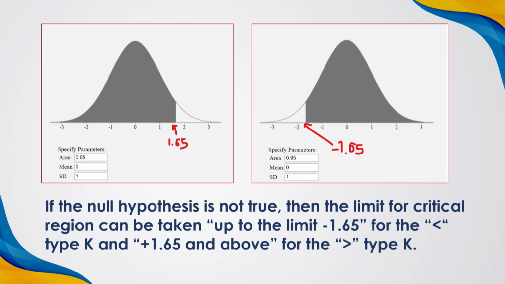For the first diagram, the area up to 1.65 is shaded. In the second diagram, the area from minus 1.65 is shaded. So, the unshaded area is the rejection region. If the null hypothesis is not true, then the limit for the critical region can be taken up to minus 1.65 for the less than type, and plus 1.65 and above for the greater than type.